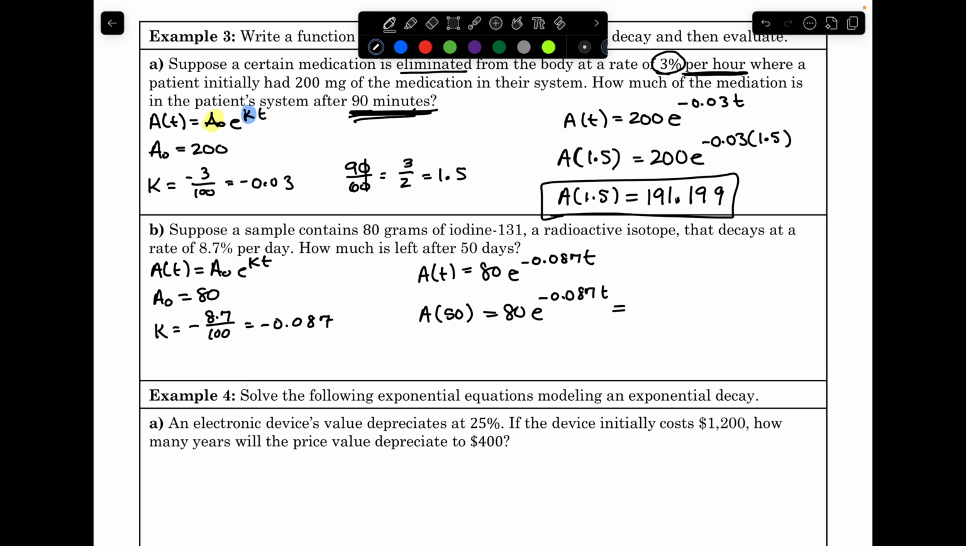Since we're going to evaluate this at t equal to 50, we're going to get 80 e to the negative 0.087 times 50, and we end up with a total of 104.28. So there is your answer. I'll do 3 decimal places also like last time.